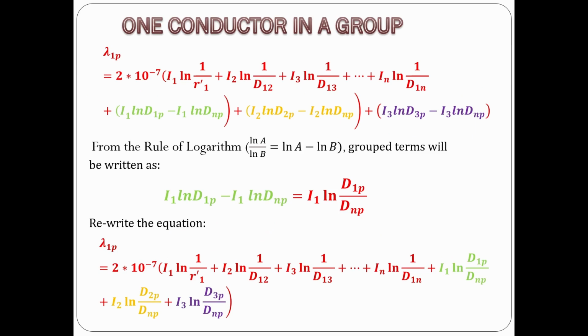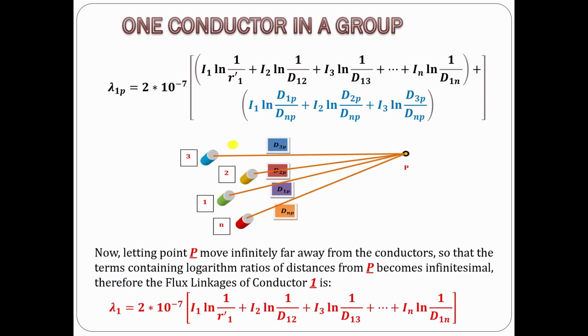In the previous slides, we grouped the terms with the same current and the resulting equation is this. Using the rule of logarithm, these grouped terms will be equal to this term. So in writing, the equation will become like this. We will notice in this equation, the terms in blue color are the logarithmic ratios of distances between conductors and point P. Now letting point P move infinitely far away from the conductors, the terms containing logarithmic ratios of distances from P become infinitesimal.